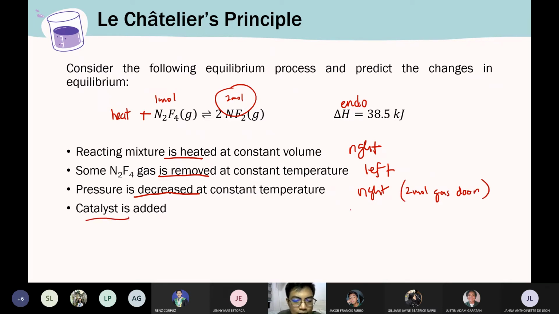For the catalyst added, you already know the answer: no effect. Because it speeds up both directions, so the forward and reverse reactions are both sped up. Basically, the effect cancels out.